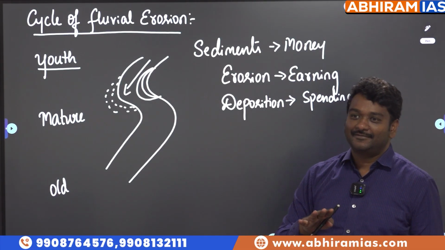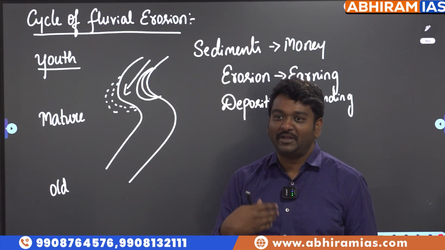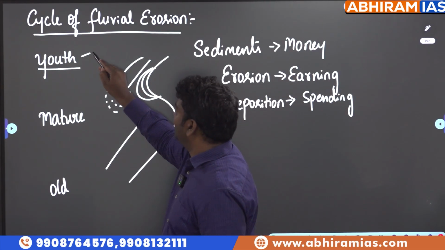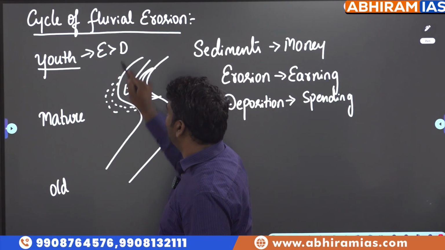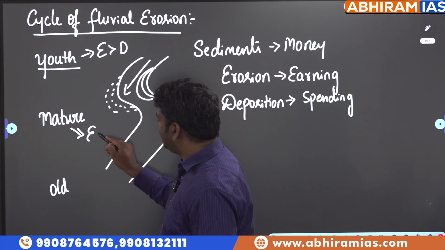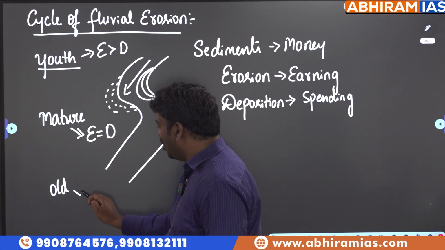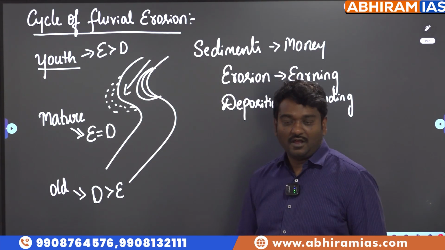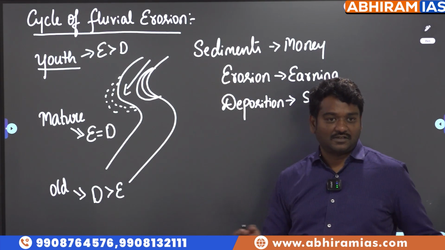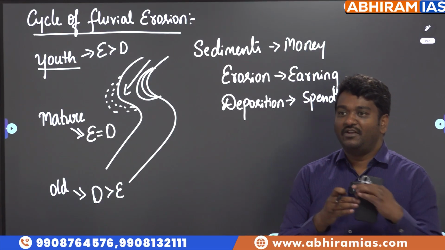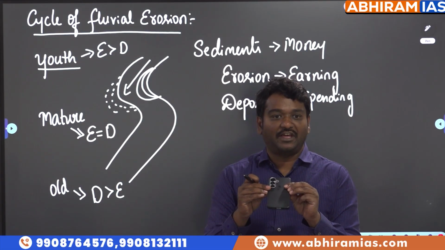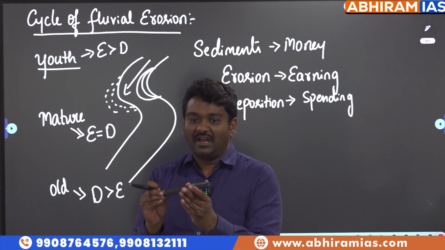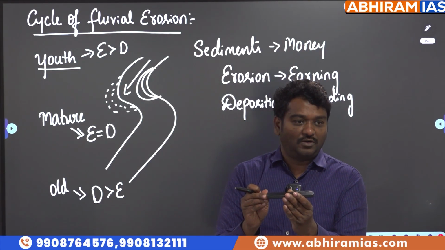only expenditure. That means only deposition, no erosion. You see, youth stage, erosion is more than deposition. Mature stage, erosion is equal to deposition. Old stage, deposition is more than erosion. Now, these are the three stages: youth, mature, old. When will you have youth stage? Youth stage will be there in steep slope. Gentle slope will create mature stage, and flat will create old stage.